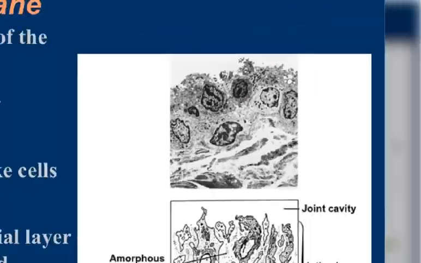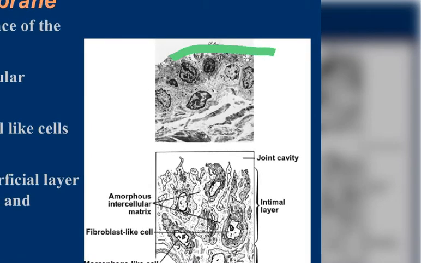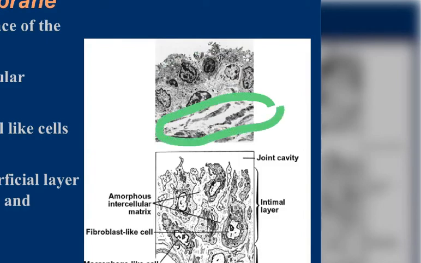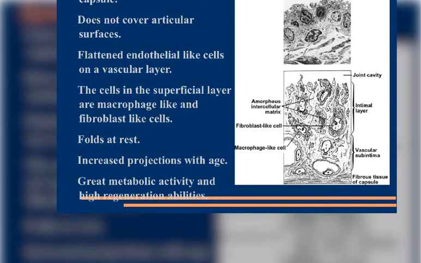Here is the same thing. You have the intimal layer where the cells are, and the vascular layer where the blood vessels are. This membrane folds at rest. This membrane shows increased projections with age, and this membrane has great metabolic activity and high regeneration abilities.